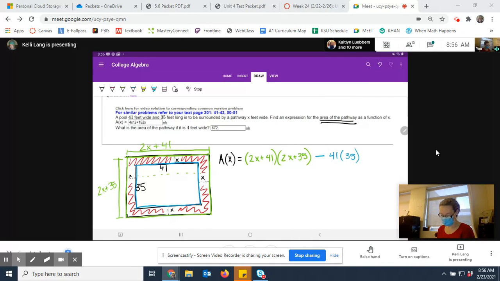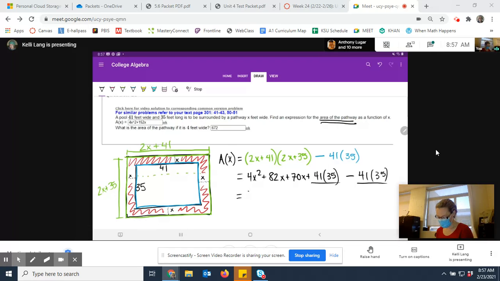All right, time to simplify. On these types of problems, I doubt you can just enter your answer like this. I have a feeling that web class is going to want you to simplify these down, and this is going to give us a quadratic when we simplify it. If we FOIL out the green multiplication, we're going to get 4x squared plus 82x plus 70x plus whatever 41 times 35 is. But we also have this other minus 41 times 35, so whatever this ends up being, it's going to cancel out anyway.